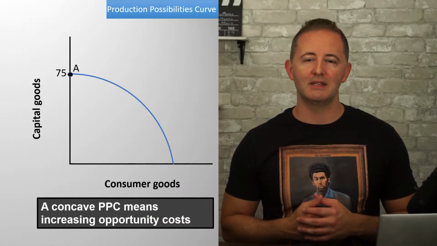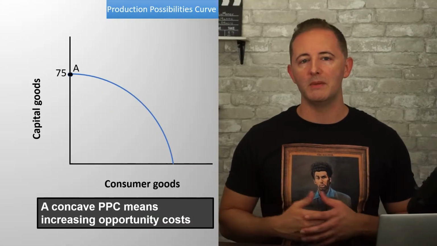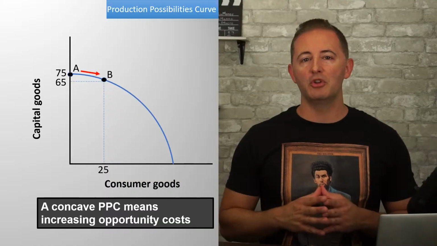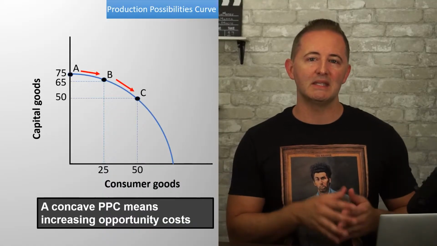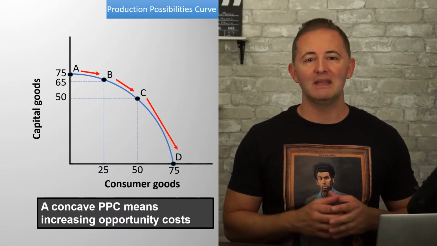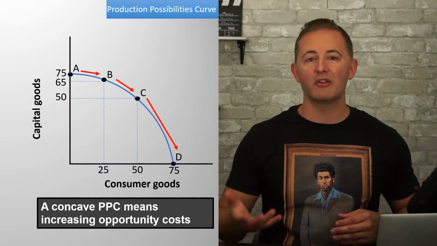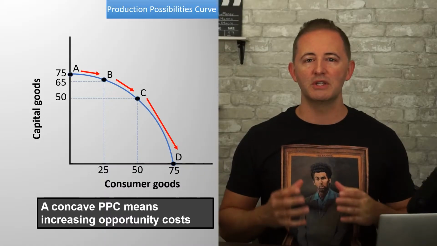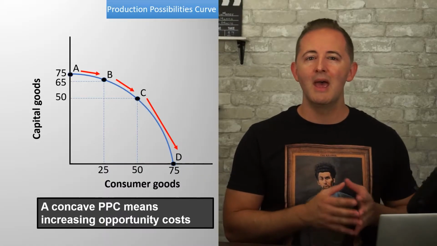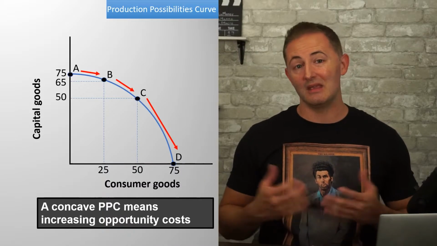The PPC can also represent increasing opportunity costs, and it does so on a concave or bowed outward PPC. From A to B, the opportunity cost is 10 capital goods. From B to C, it's 15 capital goods, and from C to D, it's even more, 50 capital goods. Now, this is actually a more realistic version of the PPC because the resources that are really useful in making one good might not be very useful for making the other good.